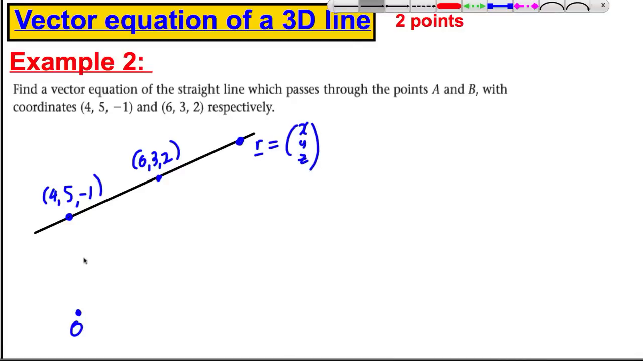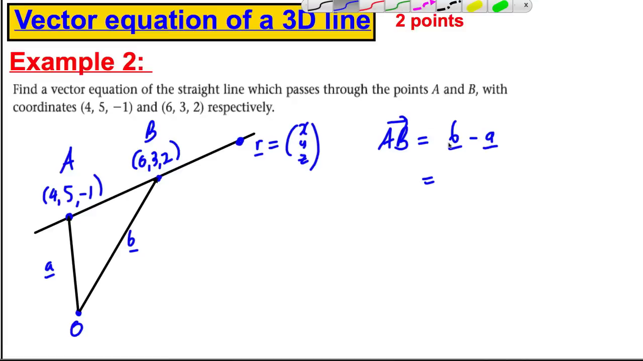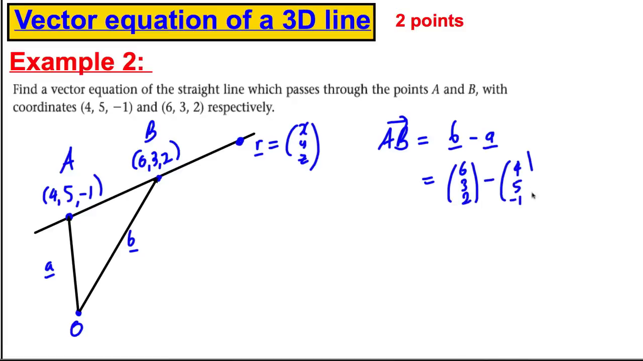Now, in order to find that, this is going to be my vector. If this is point A and this is point B, I'm going to call this little a and I'm going to call this little b. And what we can do is, if we want to find A to B, it's going to be vector b minus vector a. And vector b, I'm writing vector form now, is going to be 6, 3, 2, and you're going to subtract 4, 5, negative 1. So it's going to be equal to 2, negative 2, and 2 subtract negative 1 would be 3. I.e., how do you get from here to here? Well, you've got to go 2 across, because 4 to 6 is 2.